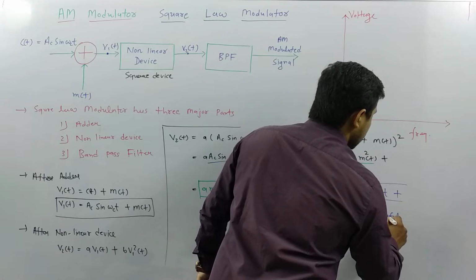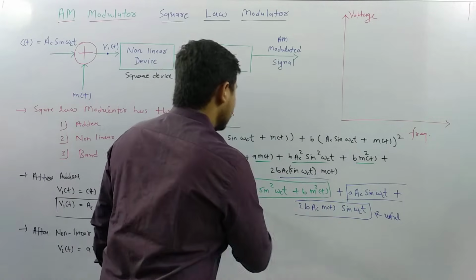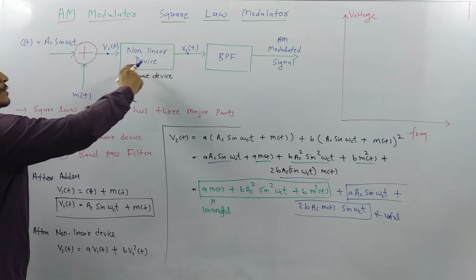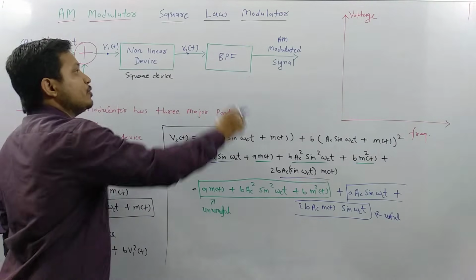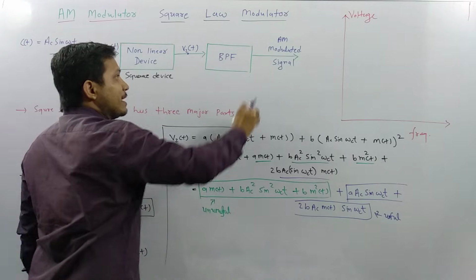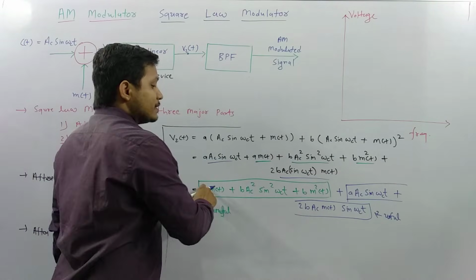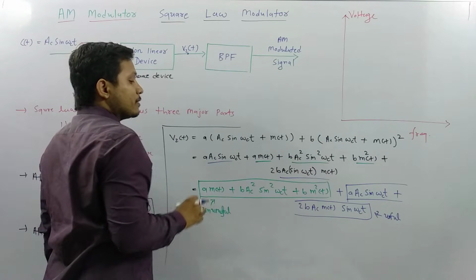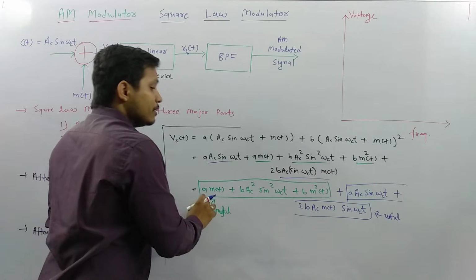So this is the useful component and these are the useless components. What we do is pass this V2 signal through a band pass filter. When you pass this signal through the band pass filter, this green color component will not be allowed to pass. So we filter out the green color component, and only these components remain in the output.